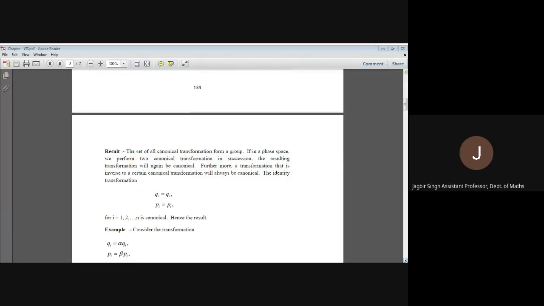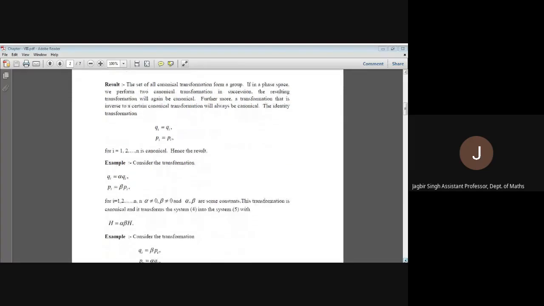Now we have an example in which qi, pi are the variables, and we are assuming that qi tilde is equal to alpha qi and pi tilde is beta pi, and h tilde is alpha beta h. Now this is a canonical transformation. Why? Because if we find the Jacobian of qi tilde, pi tilde with respect to qi, pi, then it will be alpha, beta, alpha, beta, alpha, beta on the diagonal, and the rest of the terms will be 0.